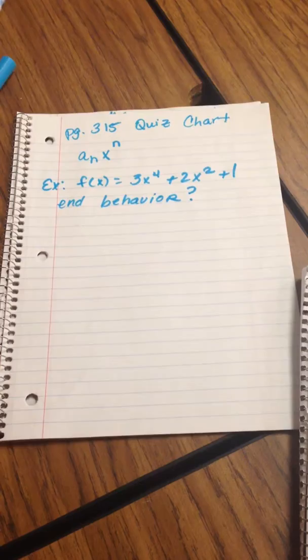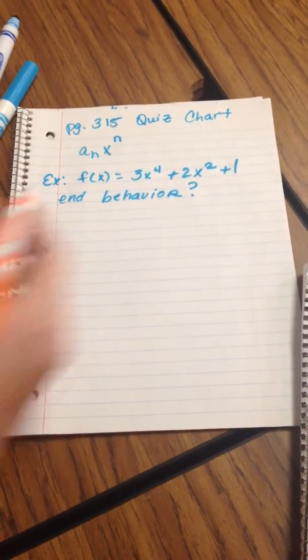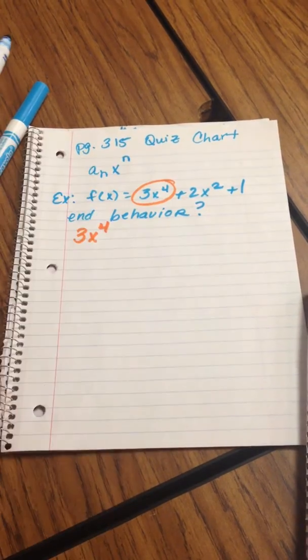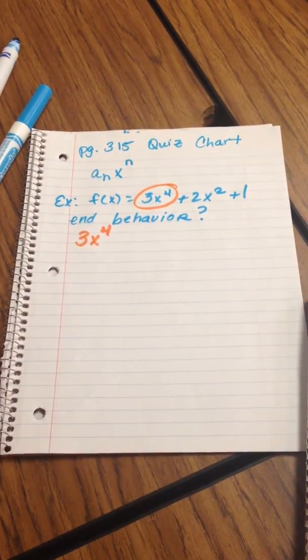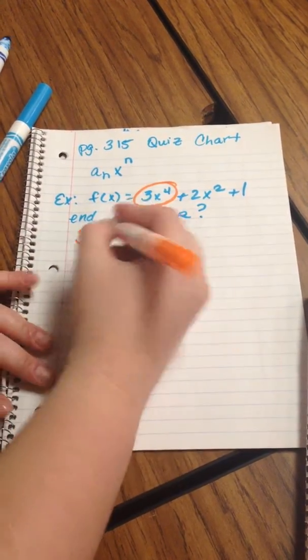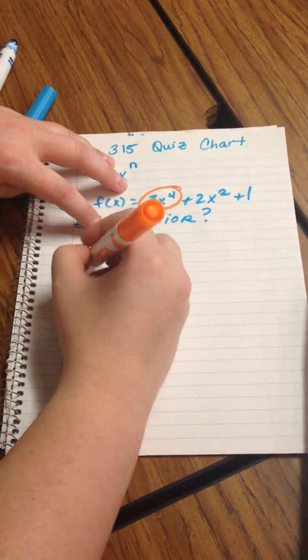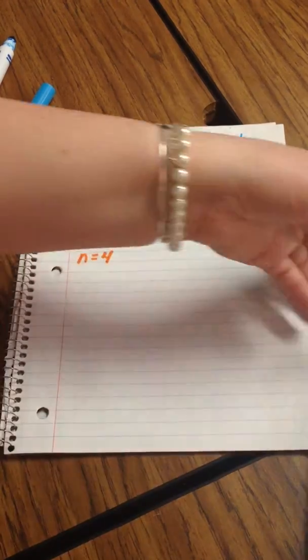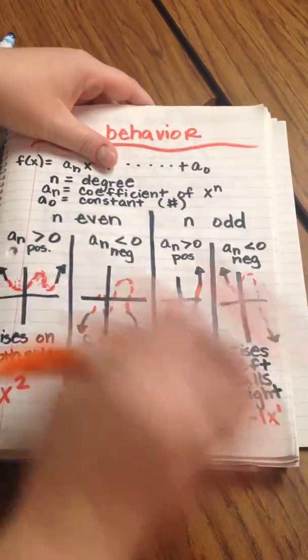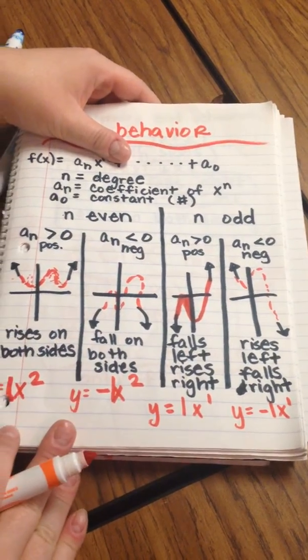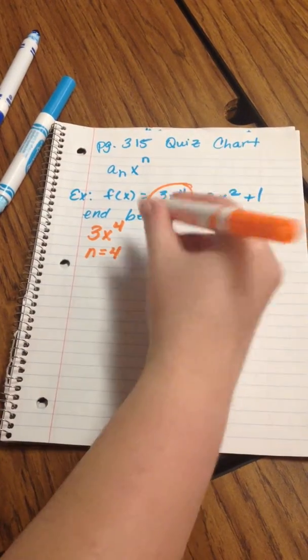Our most important term is the term with the highest exponent. So I'm going to look at this 3x to the fourth. And the n is the exponent. So if you're looking at this exponent, it's 4. And so let's go to our chart. Our chart tells us that if n is even, you look at this left-hand side. So our 4 is even.